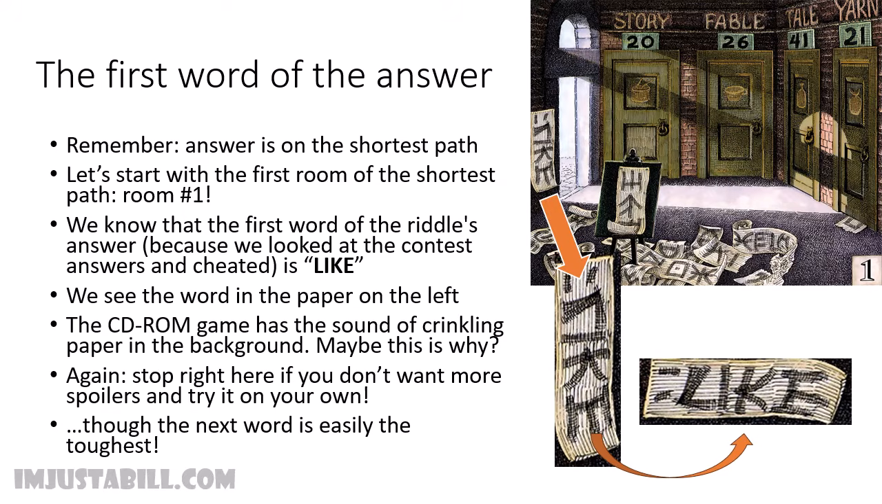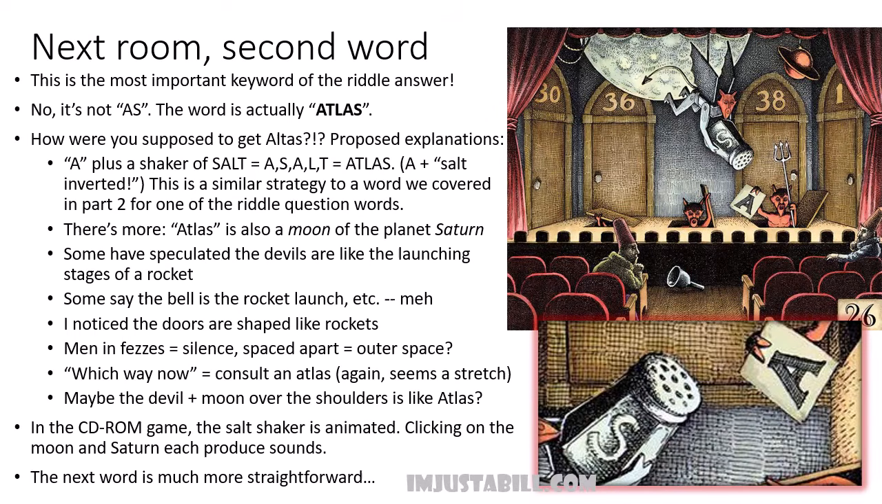So again, stop the clip right here if you don't want any more spoilers and you want to try it on your own. But this should give you some idea of how the answer to the riddle is embedded on the shortest path. However, the next word is easily the toughest one to try to get. Now we move to the next room that's on the shortest path from 1 to 45 and back, room number 26. And in this room, we find the most important key word of the riddle answer.